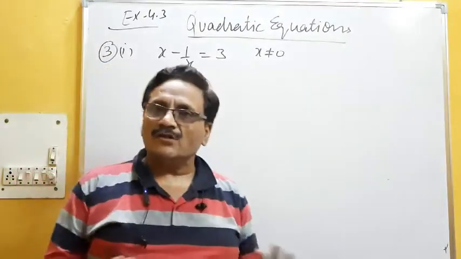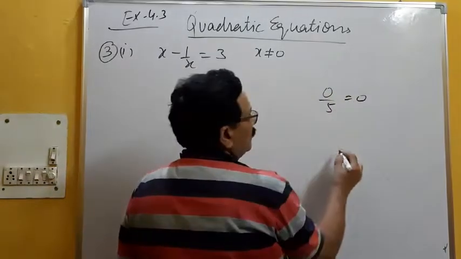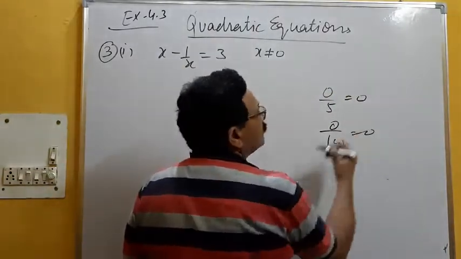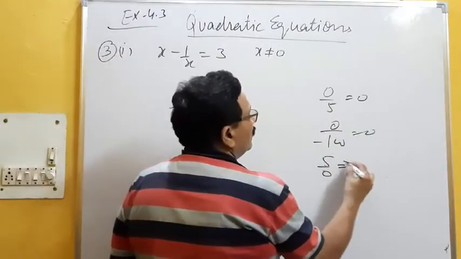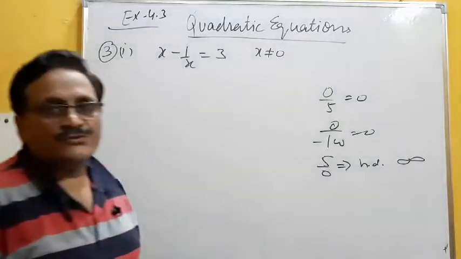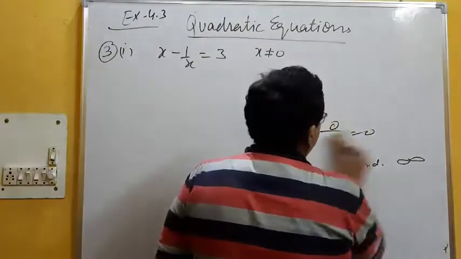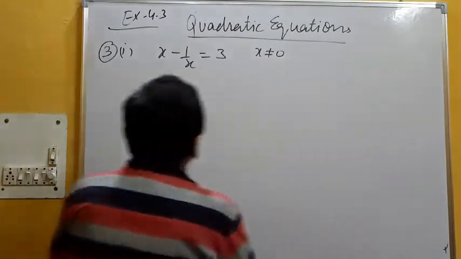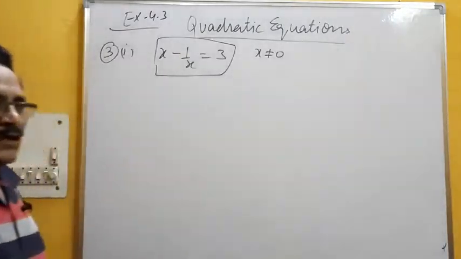0 divided by any number is always 0. You know that. If you divide 0 by 5, you will get 0. 0 divided by 100 will also be 0. Minus 100 also 0. But 5 upon 0 is not defined. In higher classes we use the infinity sign for that. So it is only just for showing. The main thing is to solve this equation for x.